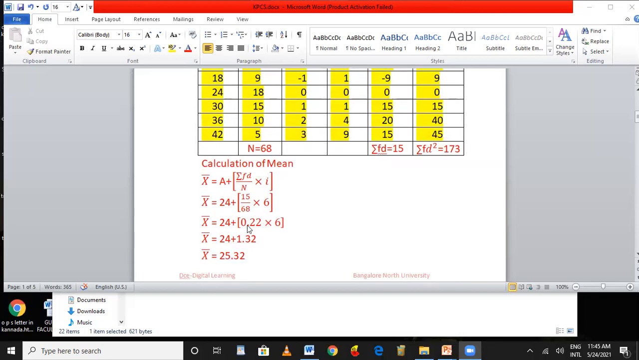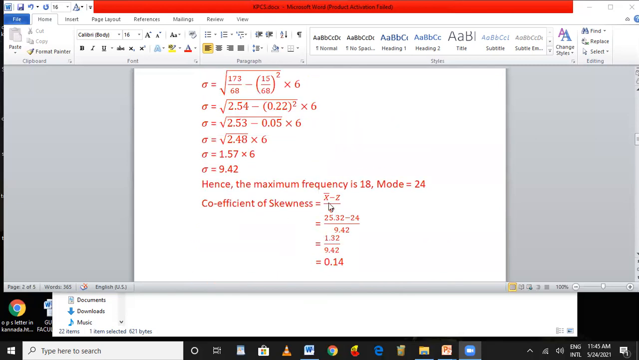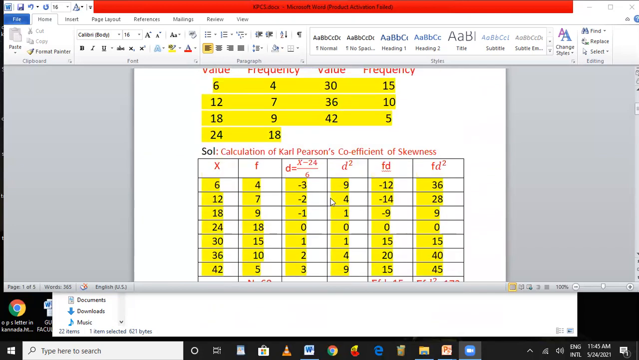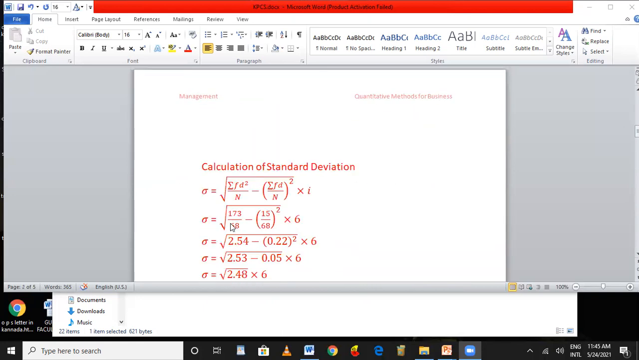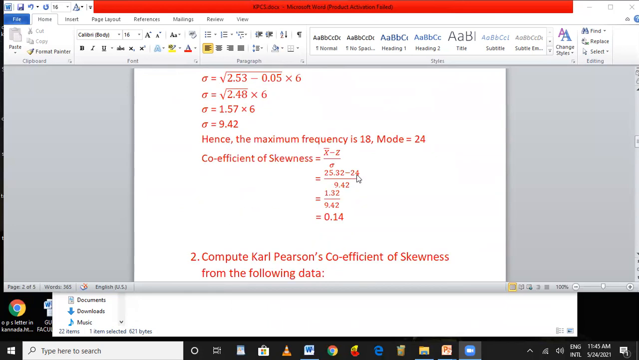After getting X bar as 25.32, for applying the coefficient of skewness, we need the standard deviation as well as the mode. For that, we have to use that the mode is the highest one. Here the highest frequency is 18, so 24 is the mode. Mode is equal to 24. By the inspection method also, we can determine the mode as 24. The arithmetic mean is 25.32. We have to find the standard deviation.